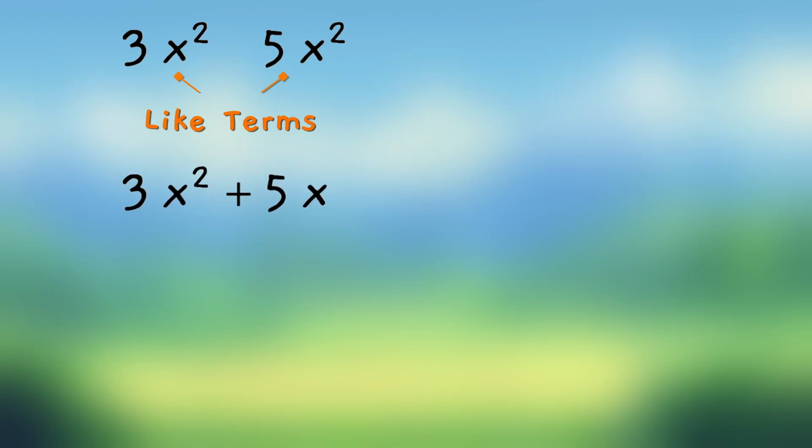3x squared plus 5x squared equals 8x squared. To add these like terms, we just added the numbers. But why does this make sense? Try not to memorize this rule, but instead understand it. Remember, multiplication is just repeated addition.